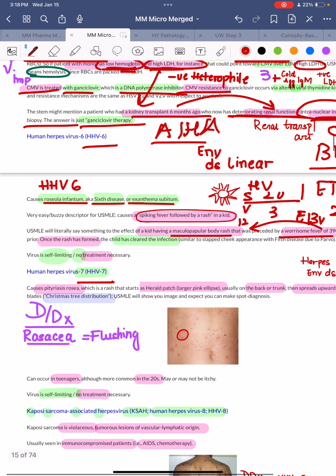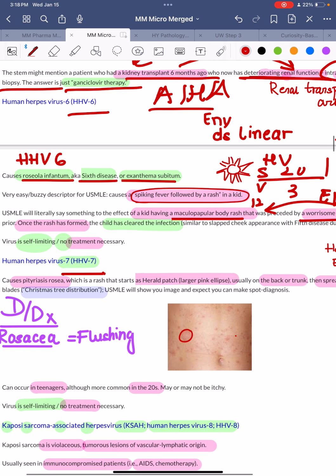each of them. So suppose you have a kid who has spiking fever followed by a rash. So very high grade fever, goes up, goes down, goes up, goes down in the form of spikes, and then he develops a rash, right? So they can simply ask you, so what's the treatment? Or they can simply ask you for the diagnosis, or they can simply ask you for the infectious agent.